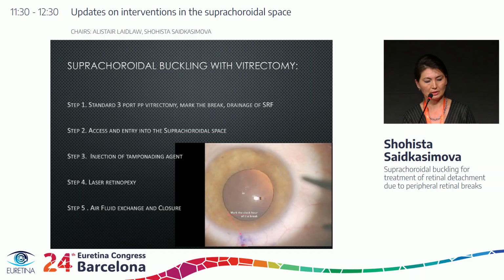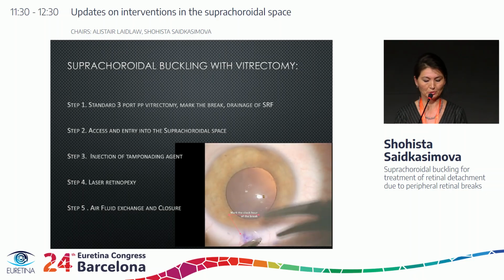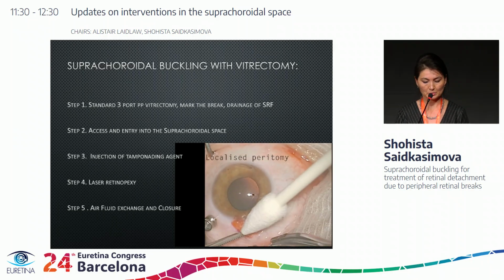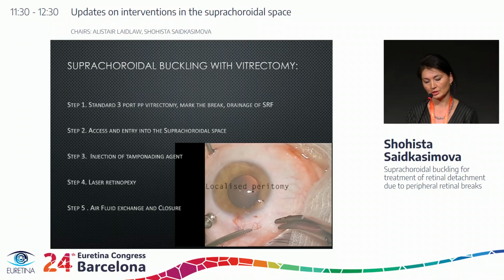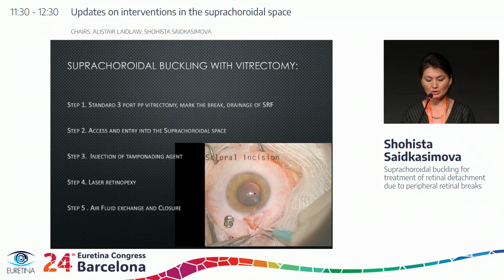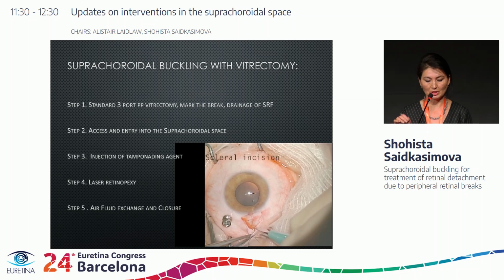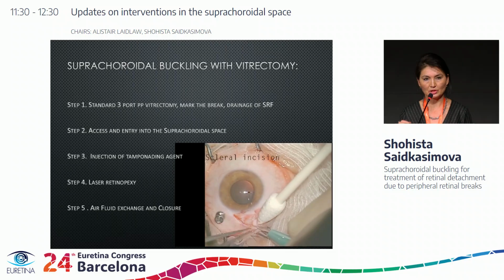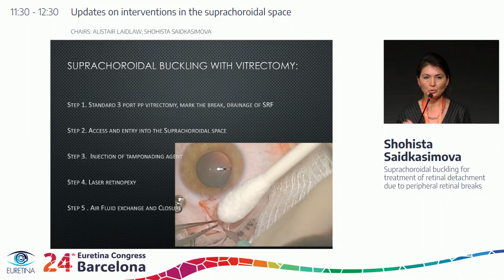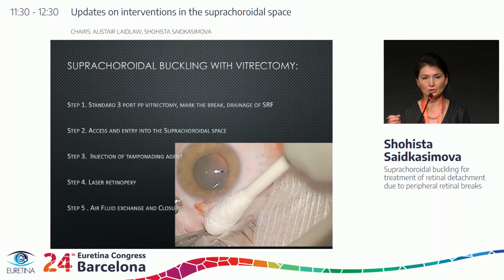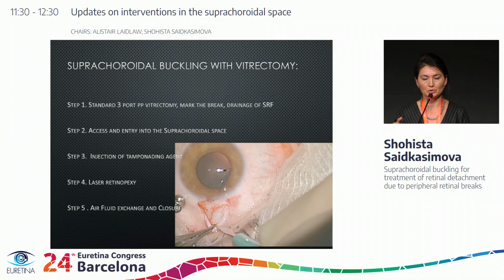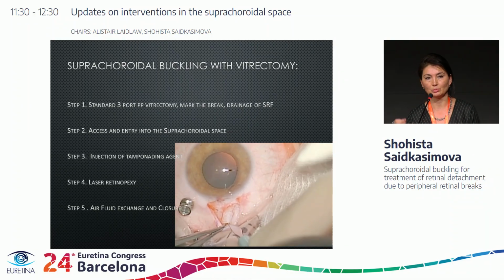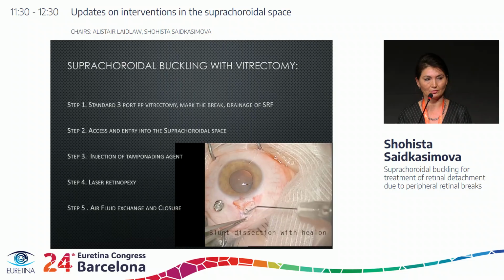So the technique of the suprachoroidal buckle is quite simple. We mark the break and do a localized peritomy of the sclera, conjunctiva, and then create an angled sclerotomy. The distance is usually 4 to 5 millimeters, but the most important thing is to make the entry point convenient enough so that when we put it in and out under the microscope, we don't have to distort the globe too much. So it's easy access because we can travel within the suprachoroidal space quite comfortably.